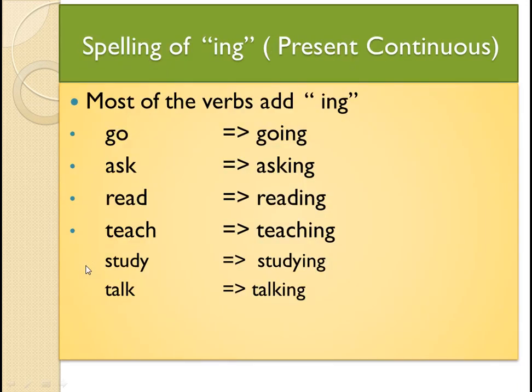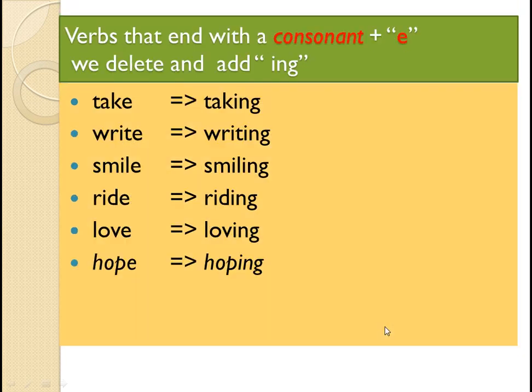Now go to the spelling rule of verb-ing in present continuous. Most verbs add ing automatically, like the verbs go, ask, read, teach, study, and talk. Like go to going, ask asking, read reading, teach teaching, study studying, and talk talking. Now go to one more rule. Verbs that end with a consonant plus e, we delete e and add ing.